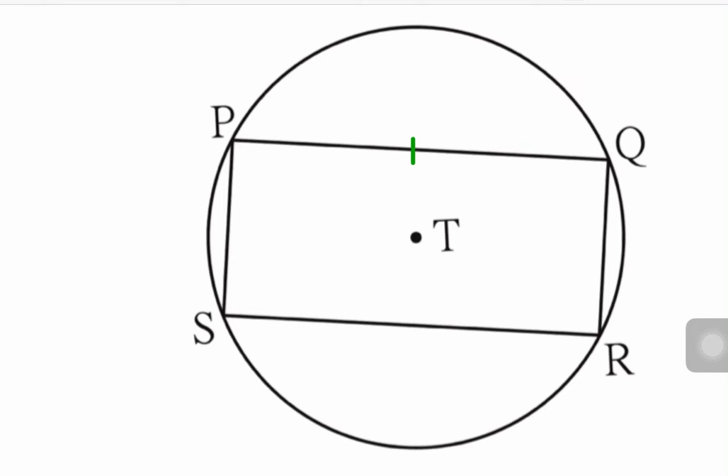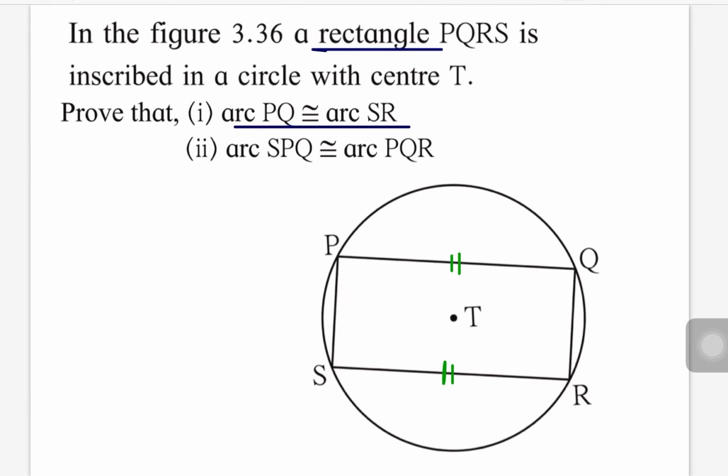So PQ is equal to SR. And if the chords are equal, then the corresponding arcs are also equal. So you can say therefore arc PQ is congruent to arc SR. Congruent chords have corresponding arcs congruent, right? Then you want measure arc SPQ is congruent to PQR. So in that you can say these two arcs are also equal.